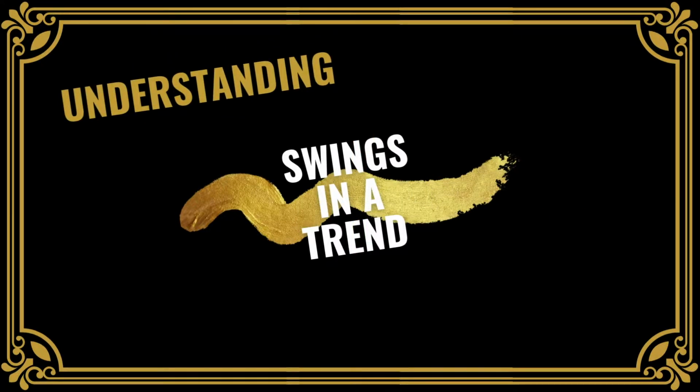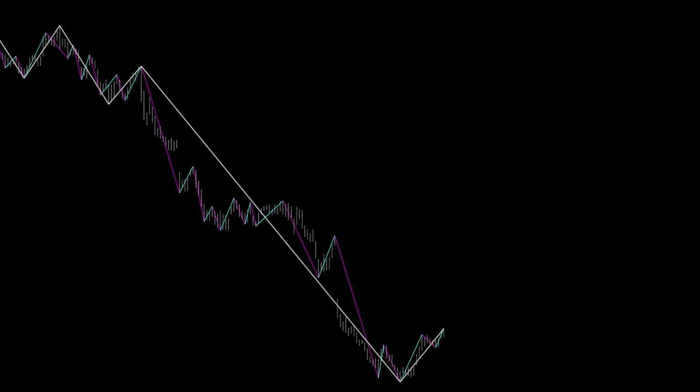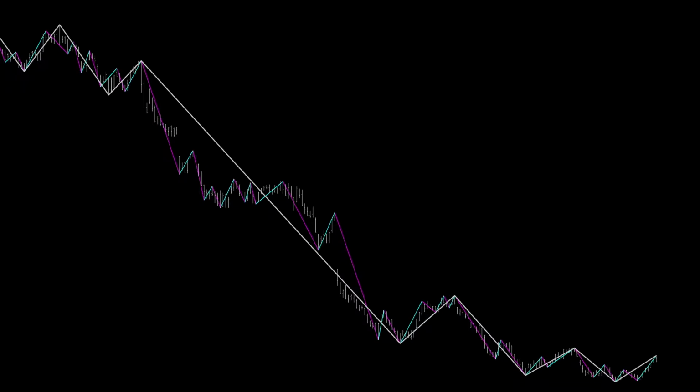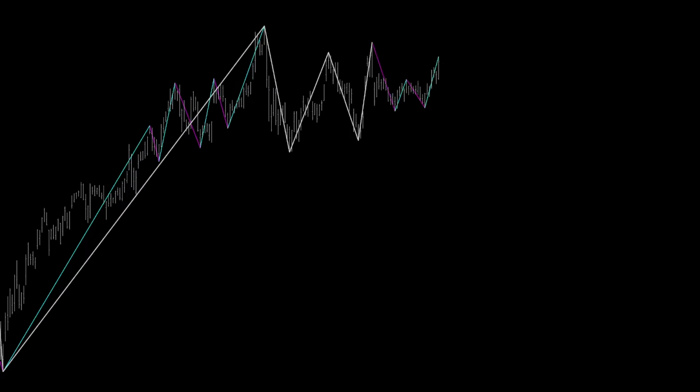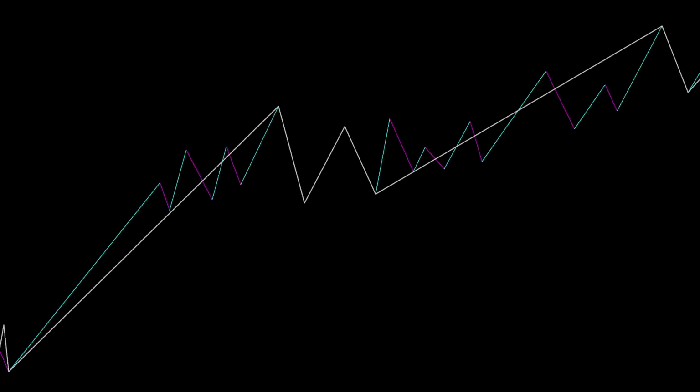Now let's look at swings in a trend. Here's an example of swings in a downtrend. The white line is the major swing, the purple and blue lines are the minor swings. Each one of those swings is a range within the trend. And here are the swings in an uptrend. A trend provides many opportunities because many ranges are established.